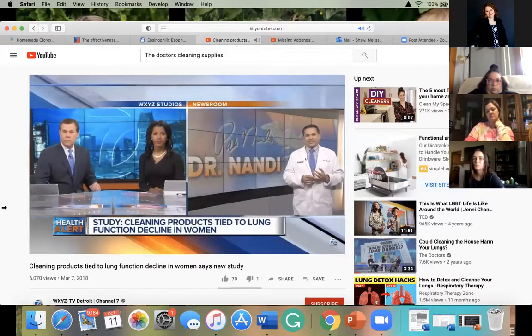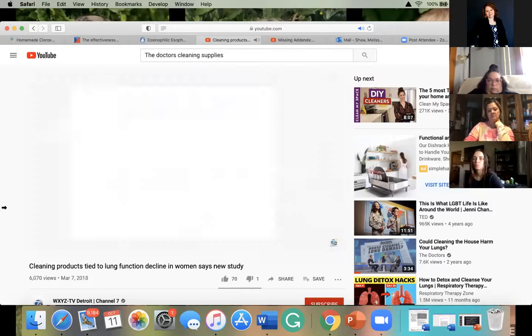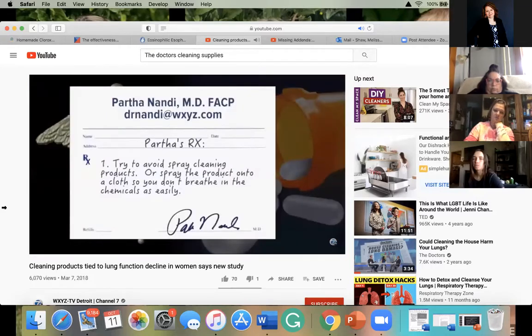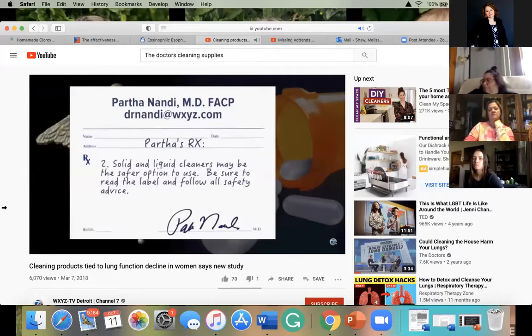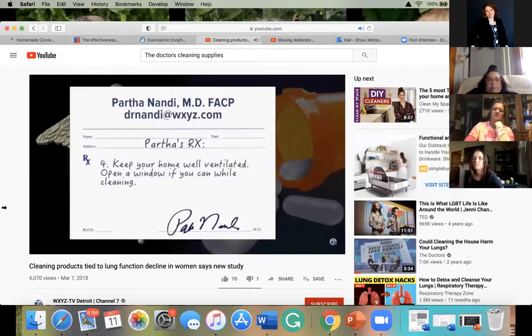Dave, you're right, you got to clean. It's really important to choose cleaning products carefully because federal regulation of these chemicals is fairly poor. So my prescriptions, as always: first, try to avoid spray cleaning products, or spray the product onto a cloth so you don't breathe in the chemicals as easily. Also, solid and liquid cleaners may be the safer option to use. Be sure to read the label and follow all safety advice. And please skip the chemicals and use lukewarm water and a microfiber cloth. An abrasive sponge is also another effective cleaning alternative. And finally, please keep your home well ventilated. Open a window if you can while you're cleaning.